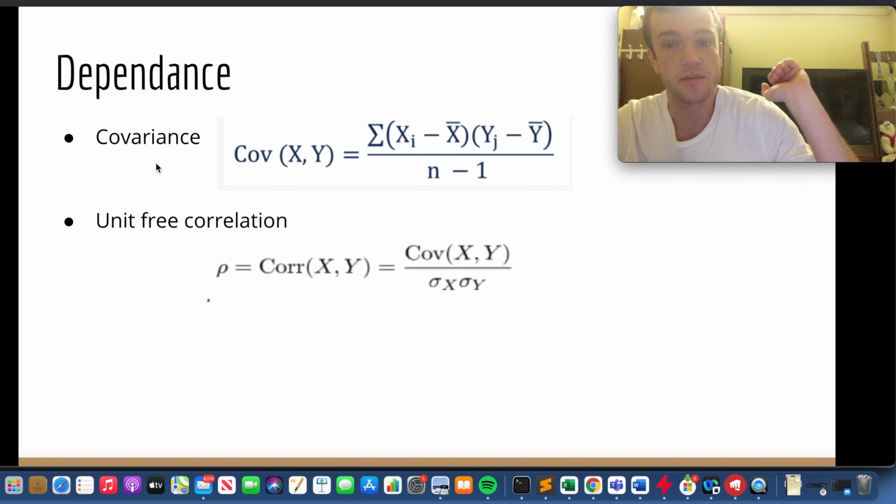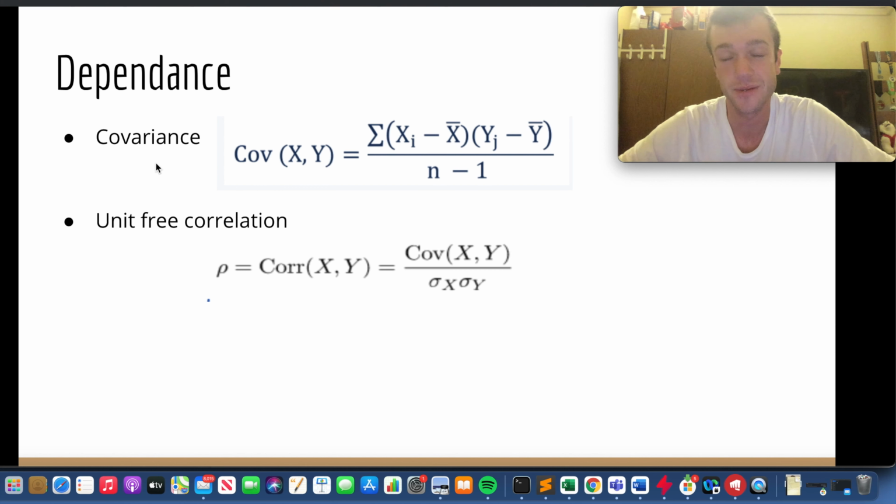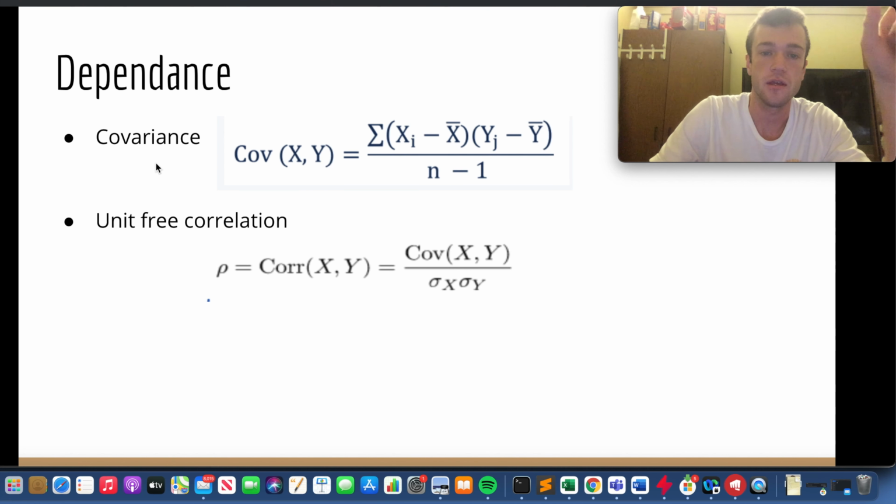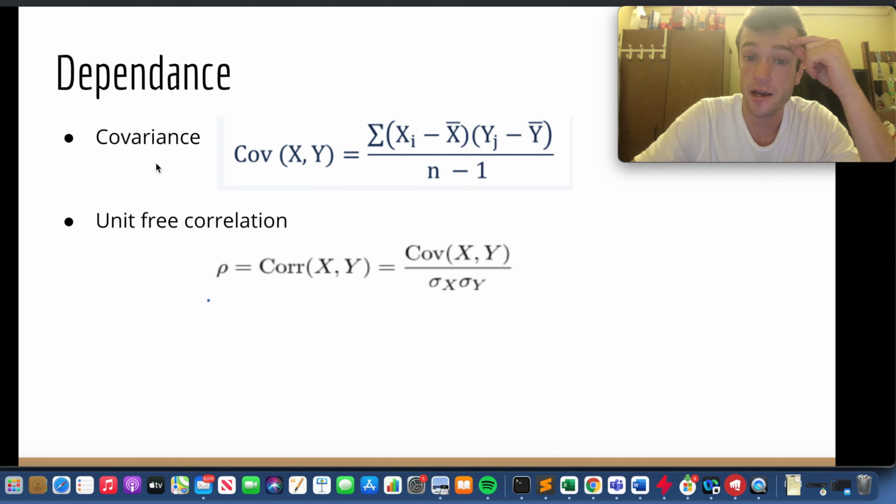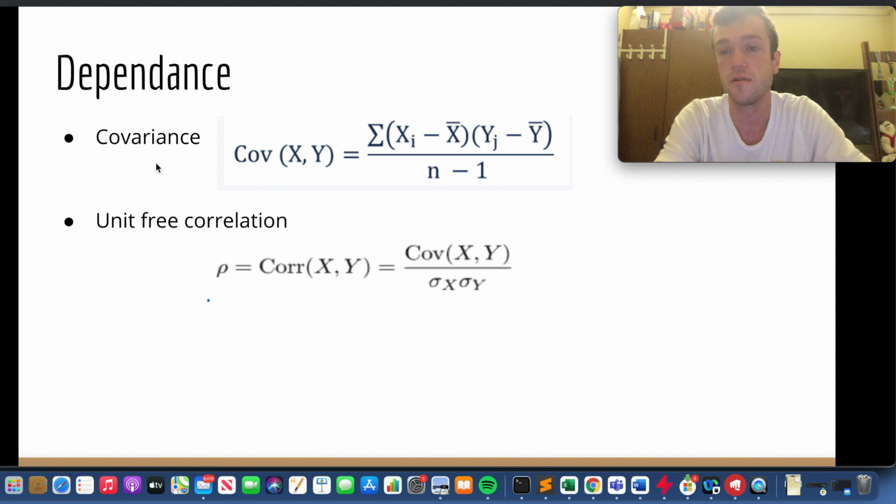So moving on to dependent. Not everything is always independent. It's hard to make that assumption, but you essentially have to take the distance that the x and the y are from the x mean and the y mean, and then to normalize it, you divide by n minus 1.